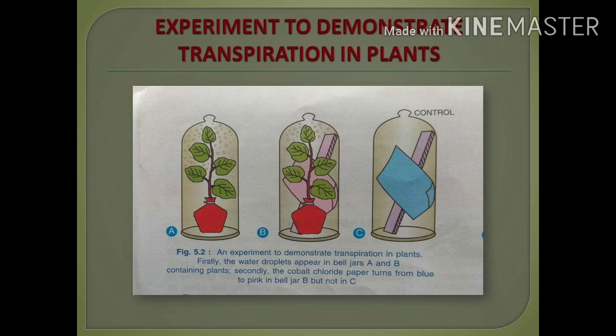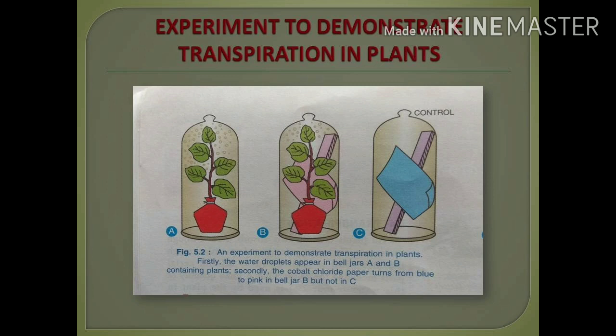In B, that is the second bell jar, we can observe that the cobalt chloride paper turns pink in color. We pasted the dry cobalt chloride paper that is blue in color. After half an hour you can observe it turns pink. And in C there are no changes. We pasted the blue dry cobalt chloride paper, blue in color. At the end of the experiment also it is in the same condition, there are no changes.